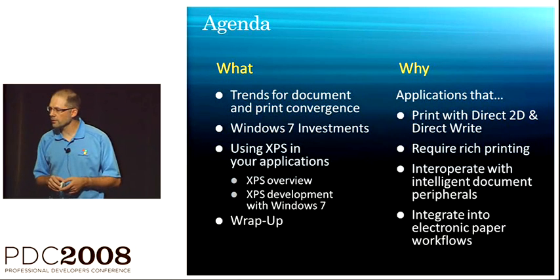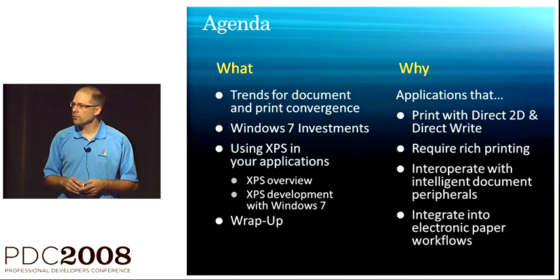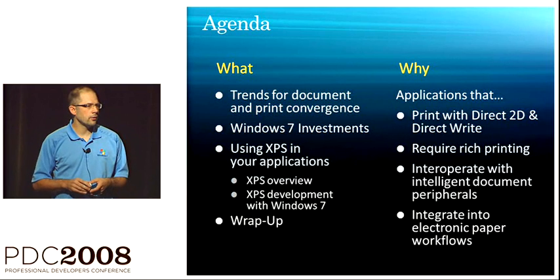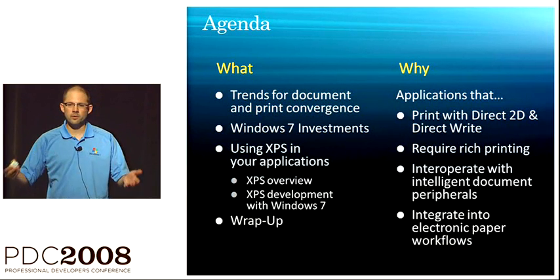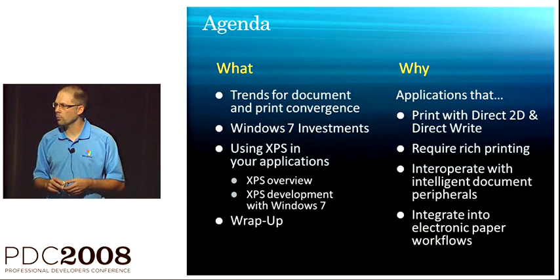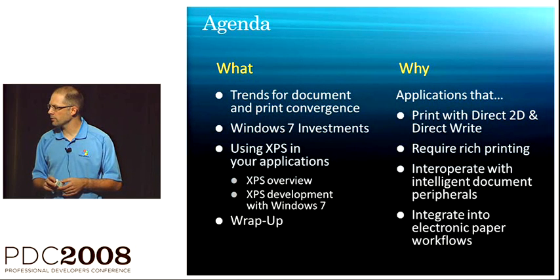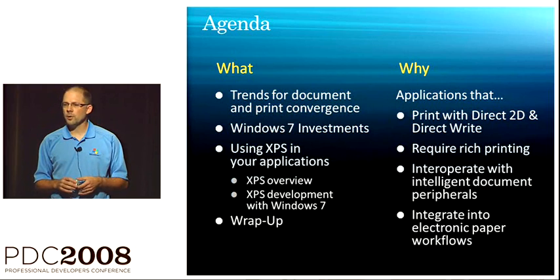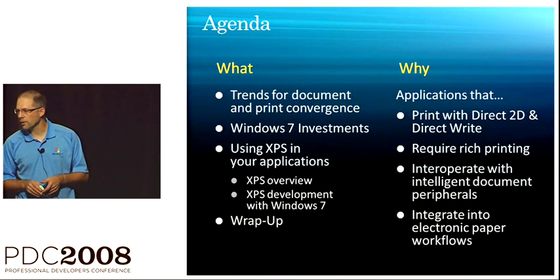The next two areas we're going to touch on is the emerging trend for very intelligent document peripherals and how you can take your applications and integrate with those, which is becoming very important for our corporate customers, our mutual customers in corporate and enterprise. And then lastly, how you can integrate into electronic paper workflows, again, very important for our corporate customers.